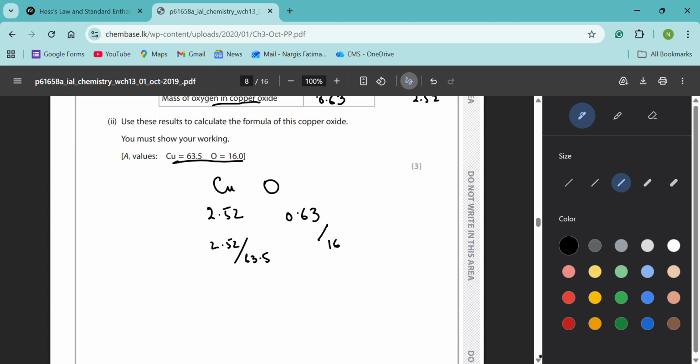Now the number of moles of copper you can find by dividing 2.52 by 63.5. So it's equal to 0.039685, and the moles of oxygen is equal to 0.039375. So they are approximately equal. So the ratio is 1:1. The ratio of copper and oxygen is 1:1, so the formula is copper oxide, CuO.